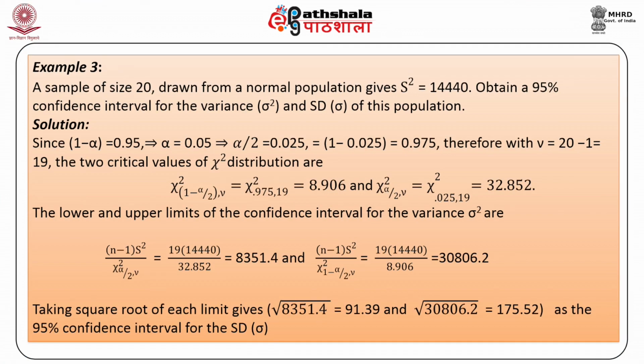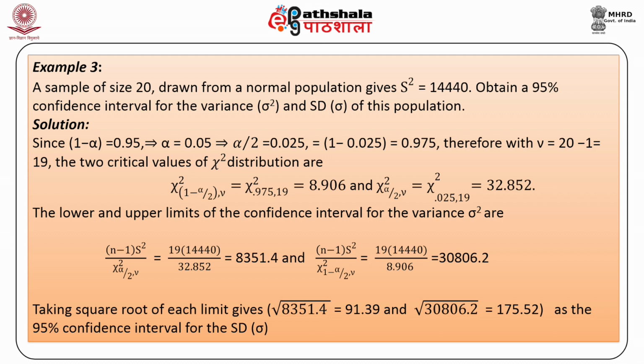Example 3 or another example, this is where a sample of size 20 drawn from a normal population gives S square is equal to 14,440. Obtain a 95% confidence interval for the variance sigma square and a standard deviation sigma of this population. So you have this solution which you can see on your screen. We have 1 minus alpha equal to 0.95 and alpha equal to 0.05. Therefore, alpha by 2 is equal to 0.025 and 1 minus 0.025 becomes equal to 0.975.